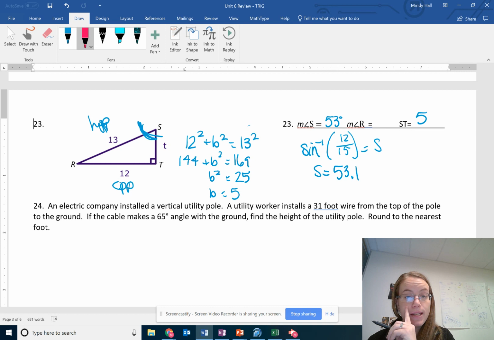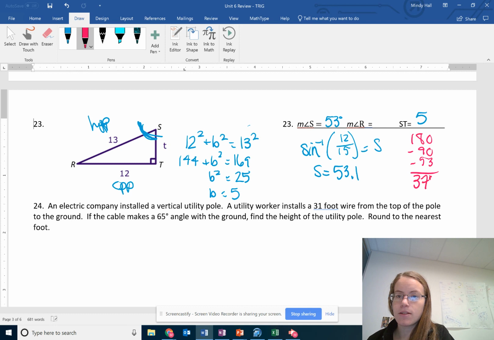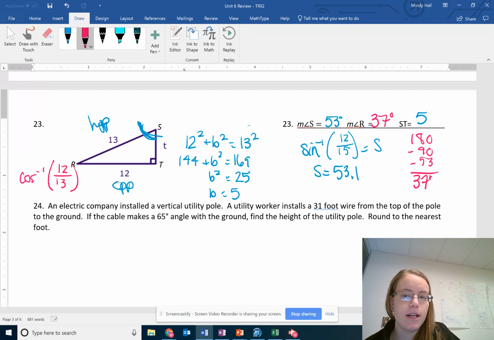Okay, and then to get angle R, you can either subtract from 180, so 180 minus 90 minus 53, which would give you 37 degrees. Or your other option is to use trig again, and if you were to use trig for R, you would probably want cosine, or inverse cosine, I'm sorry, of adjacent, which is now 12, over hypotenuse, which would be 13. And that'll still give you 37 degrees.